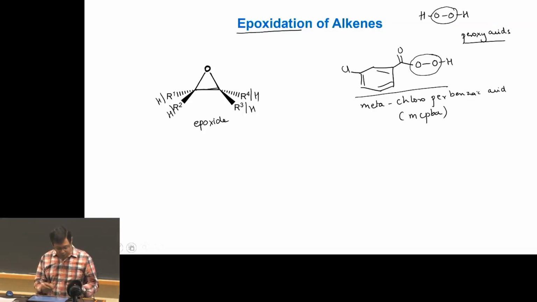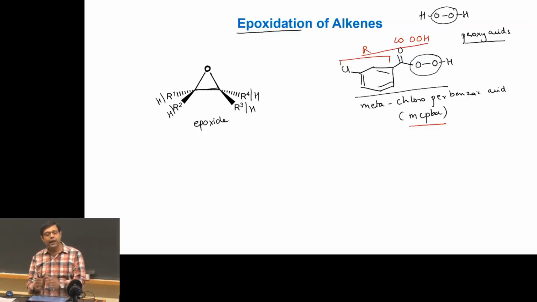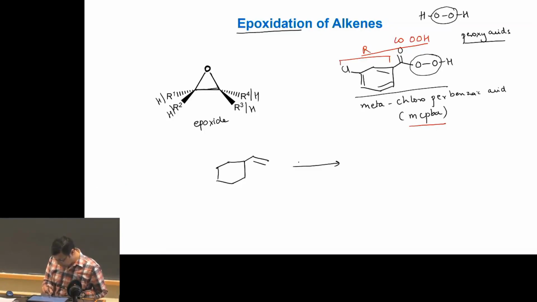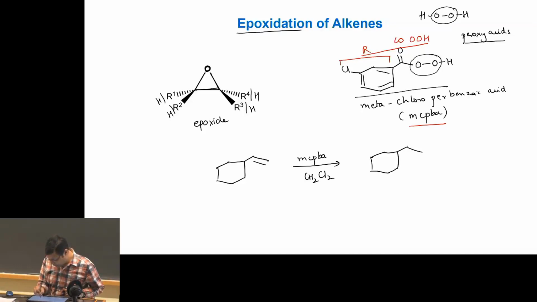Right? The generic formula of peroxy acids is RCOOOH. So whether you see the reagent as MCPBA or this, it means you're looking at the same reaction of epoxidation. All right. So let's write the reaction. Let's say I start off with this alkene, MCPBA, solvent dichloromethane. Product, you'll form an epoxide.